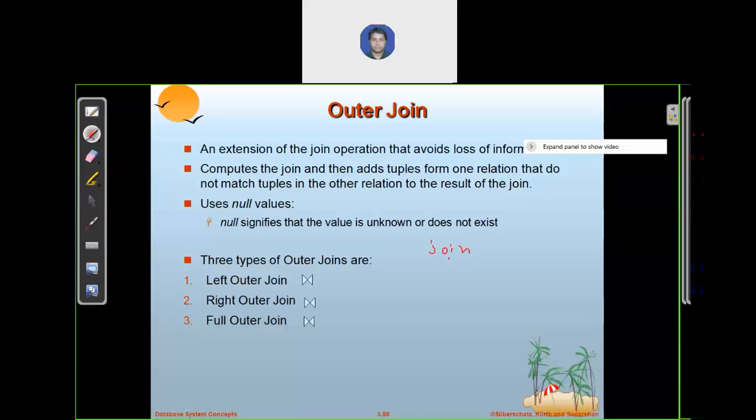Okay, so first let's look at join. We saw the Cartesian join, which joins every tuple of one relation with every tuple of the other relation. Then we have categorized join into two: inner join. In inner join, we consider only those records which satisfy the selection condition. We have given one selection condition. If your record satisfies that condition, only then we consider that record.